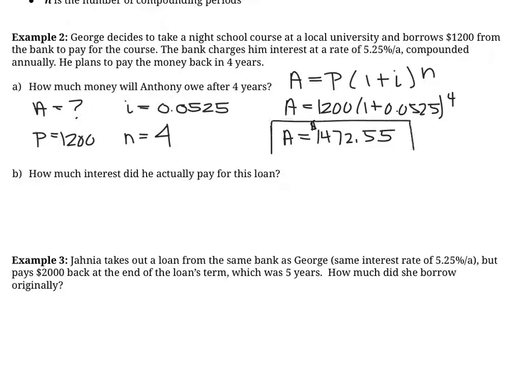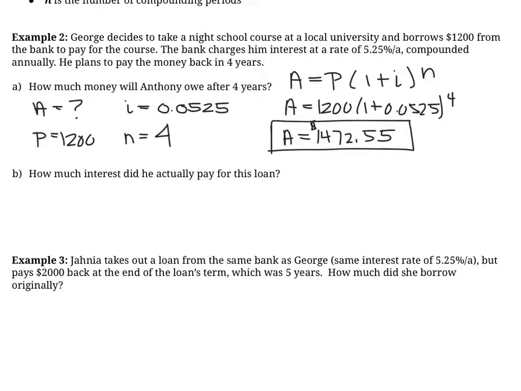So this is the amount that he has to pay the bank at the end of the 4 years. The next question says, how much interest did he actually pay for this loan? Just think about this logically. There's no fancy calculation. He originally borrowed only $1,200, and in the end, he has to pay $1,472.55. So whatever the difference between these two numbers is, that must be the amount of interest that he actually paid.